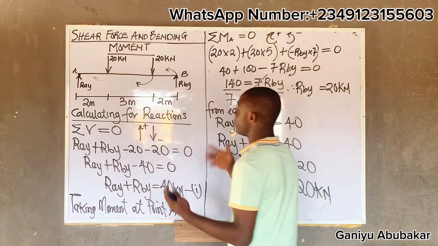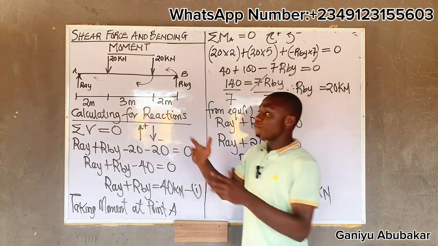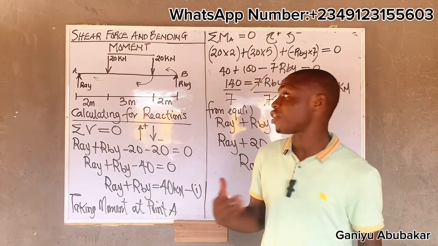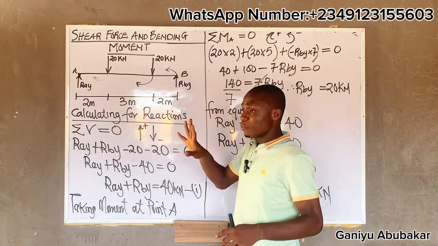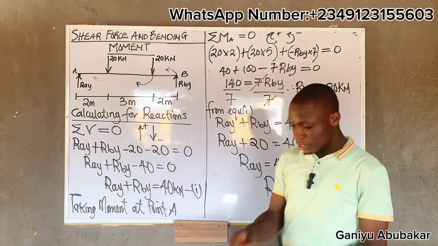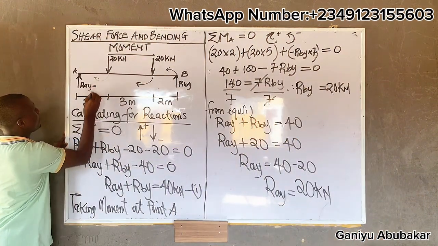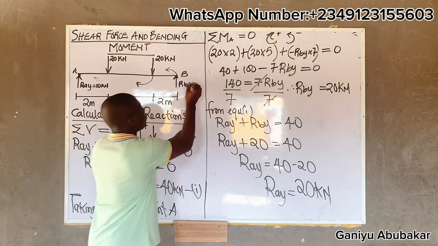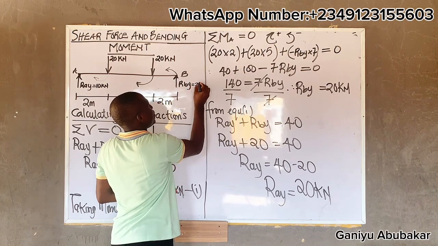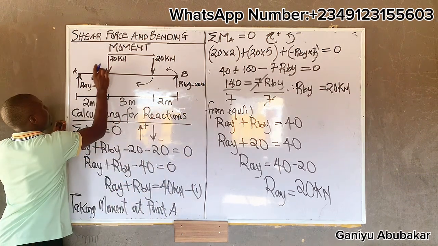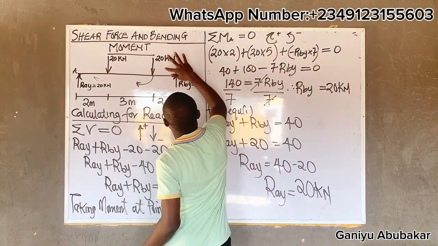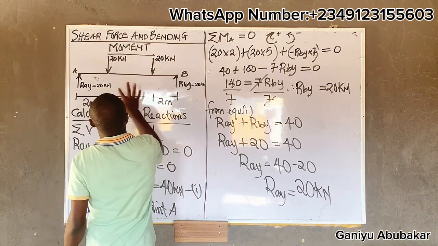So when it comes to shear force and bending moment diagrams, your first task is to draw a free body diagram. When you are done, calculate the reactions. But when it comes to reactions, you ignore the first condition, summation H, because it's always equal to 0. Start from summation V and moment at the point. So we are getting the value of RA, which is 20 kilonewton, and RB is also 20 kilonewton. I want the two values now. Copy down, and let's proceed.